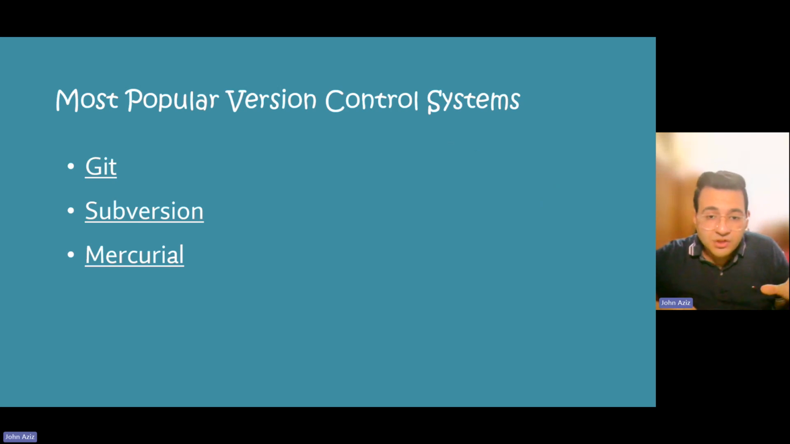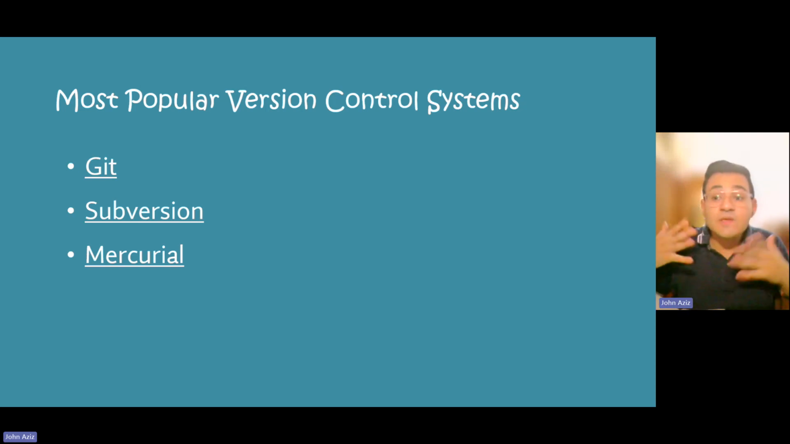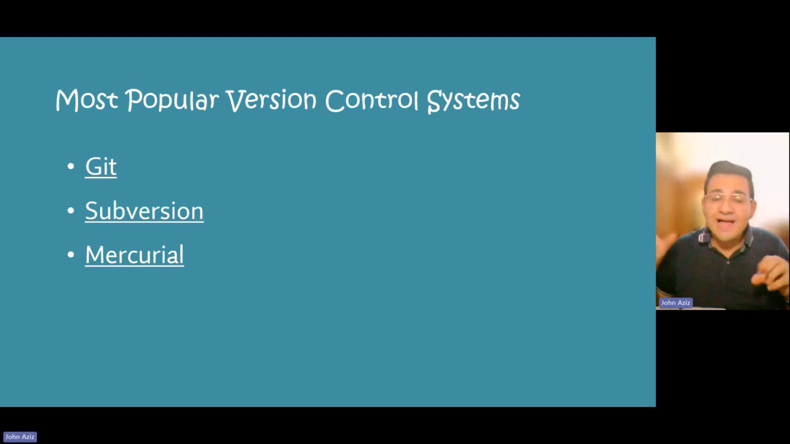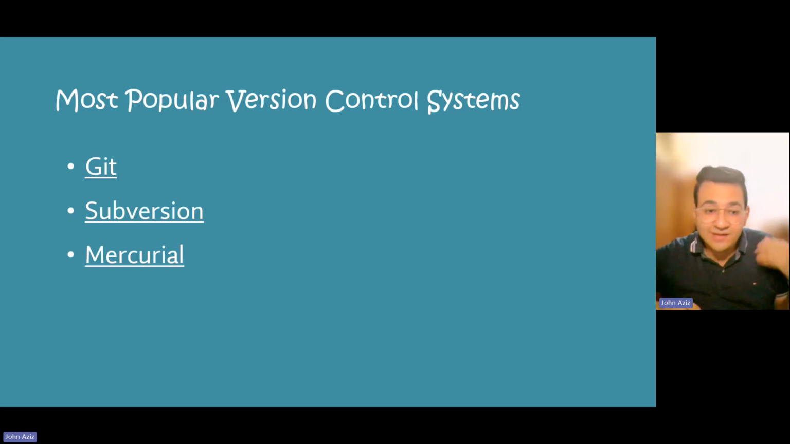The most popular version control systems are Git, Subversion, and Mercurial. But what is the difference between them? As I told you before, the centralized and the distributed version control system is a concept. So that is not a tool that I can use. I can't use the centralized, I can't use the distributed. But these are concepts that tools like Git and Subversion are built on. Git uses a distributed version control system, and Subversion uses a centralized version control system.